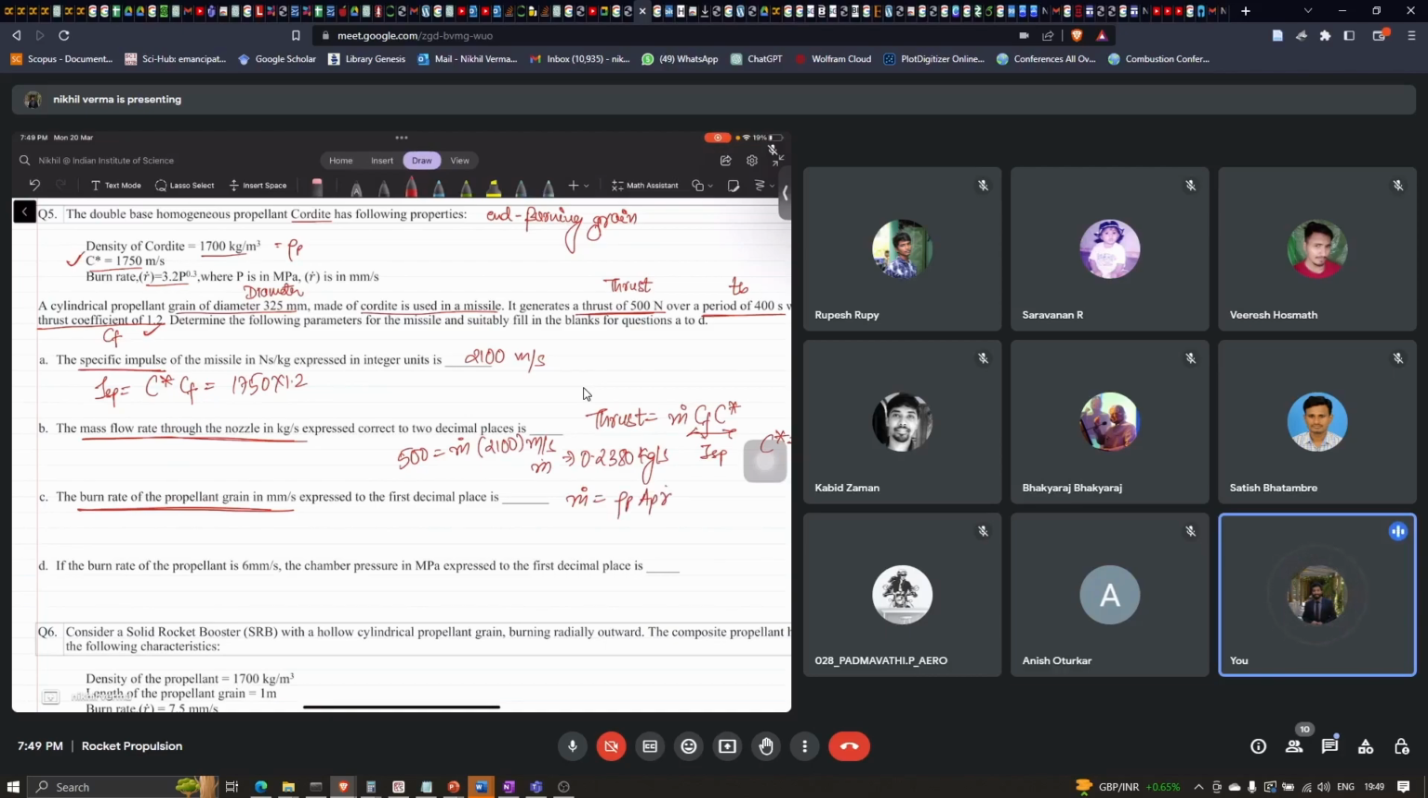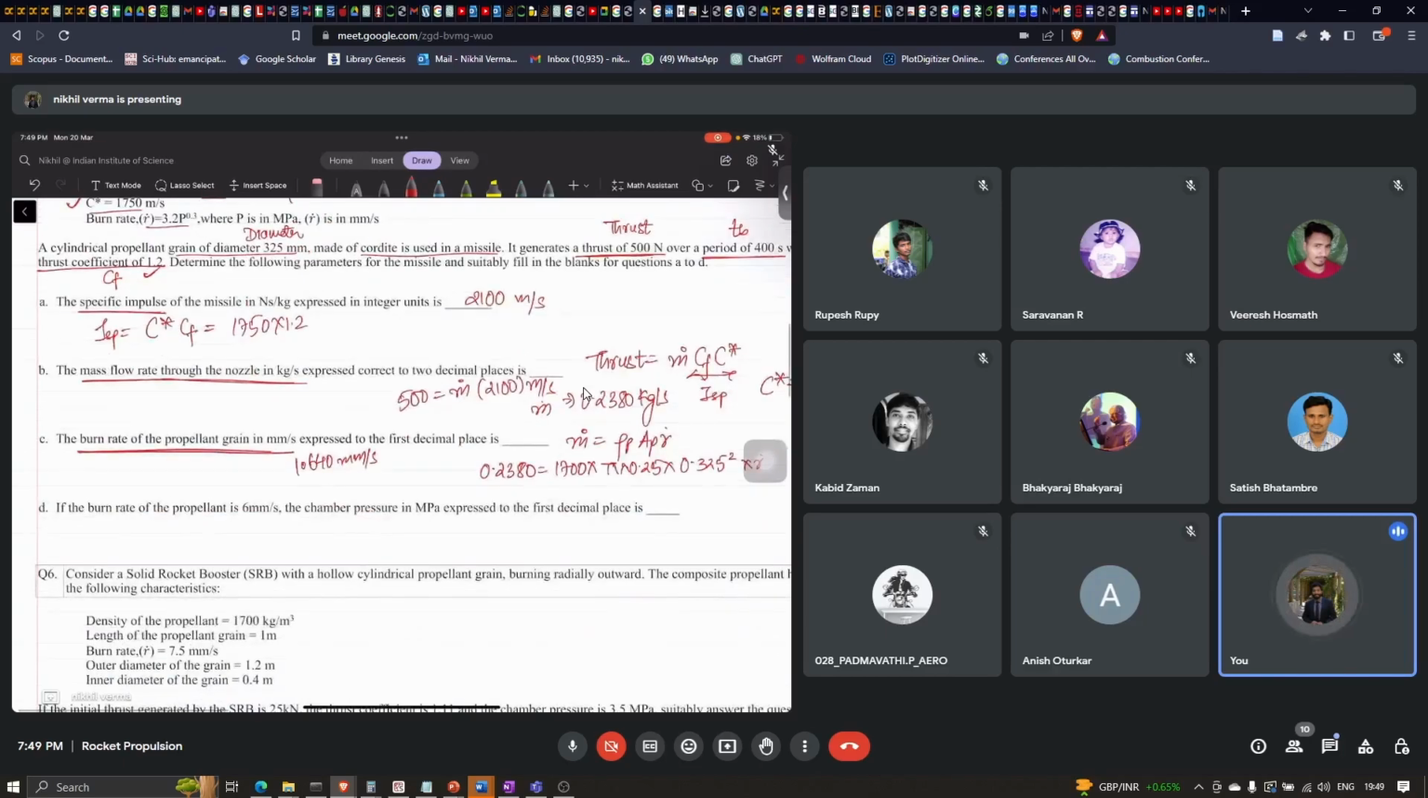Right? So the mass flow rate is given as 0.2380. Density is given. The area of the propellant you can calculate using the diameter, which is 0.325, and then the r dot. If you calculate this r dot, you will get the value as 1.640 mm per second. Okay.